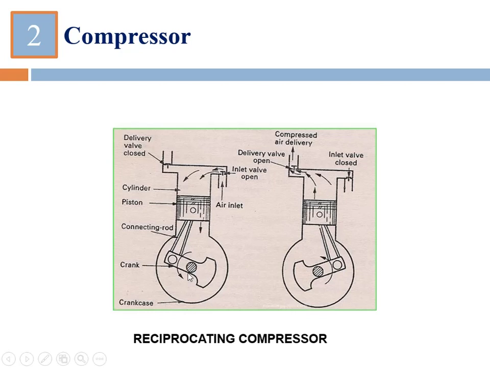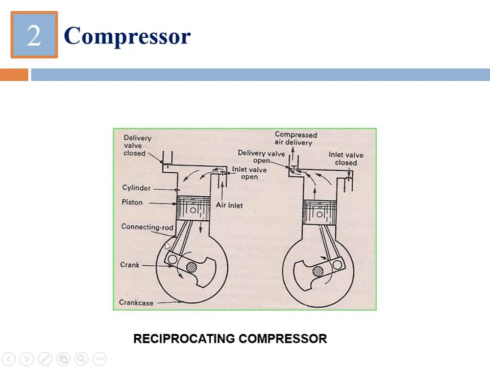Again, here we need to take an input from the motor. The shaft of the motor is connected to the shaft of this compressor. When we turn on the motor, the shaft starts rotating, and hence this crank starts rotating, and due to this mechanism of connecting rod and the crank, when this crank is rotating, this piston starts reciprocating.